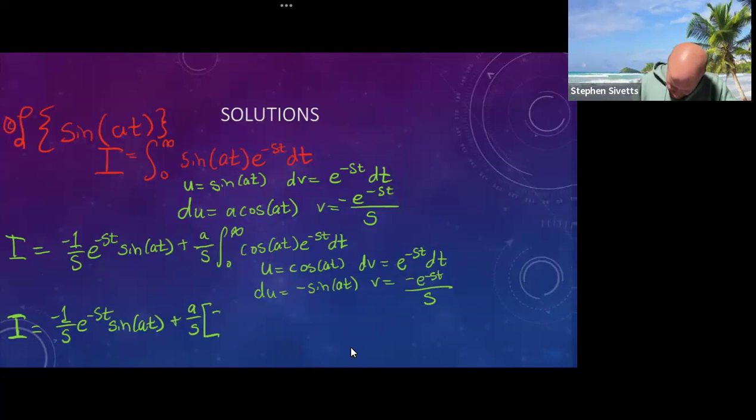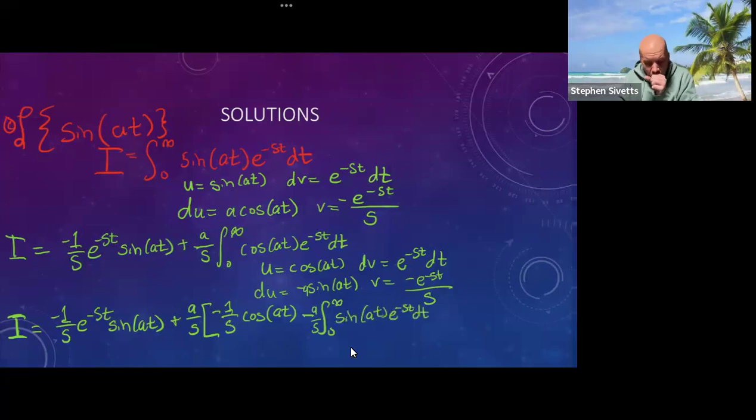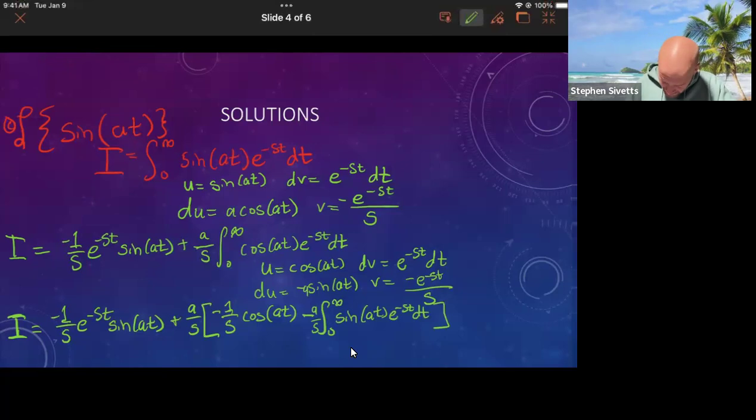minus 1 over s cosine of at, and then positive, but that's still negative. So that's minus the integral from 0 to infinity of, that's minus a. So I'll have a minus a over s out front, and sine of at times e to the negative st dt. All right. But it turns out we have the same integral as the one we started with, right? So this is I here.